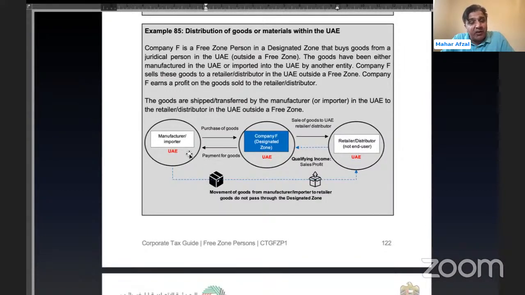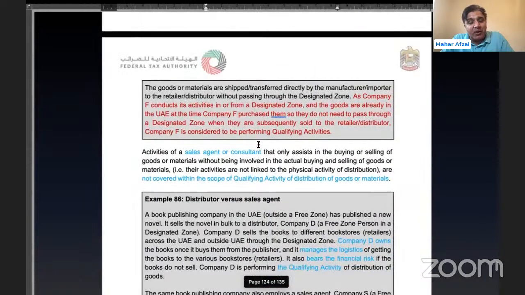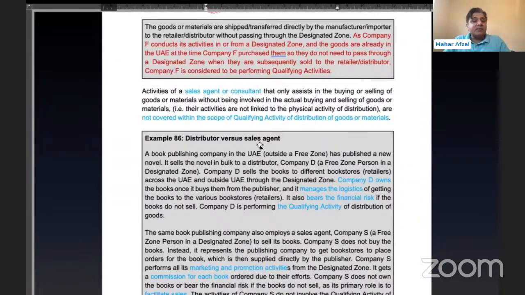Even if the goods are moving from the mainland to the free zone to the mainland, it doesn't matter. The person must be in the designated zone, so it will still be considered qualifying income. The summary is: first, the person must be based in the designated zone. Then the person must be meeting all the conditions of becoming a qualifying free zone person.